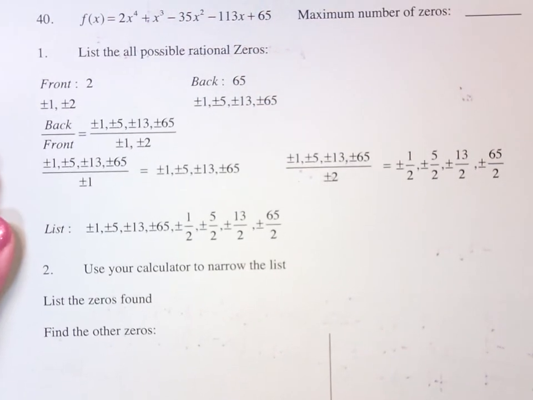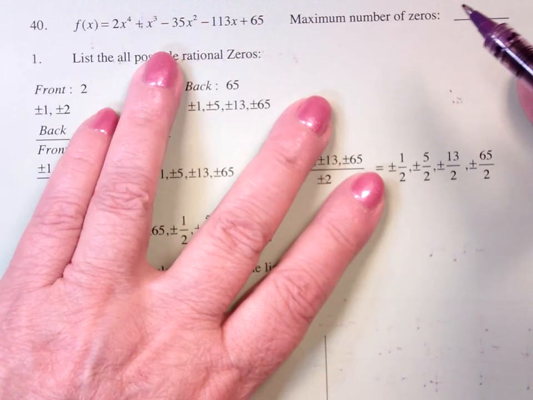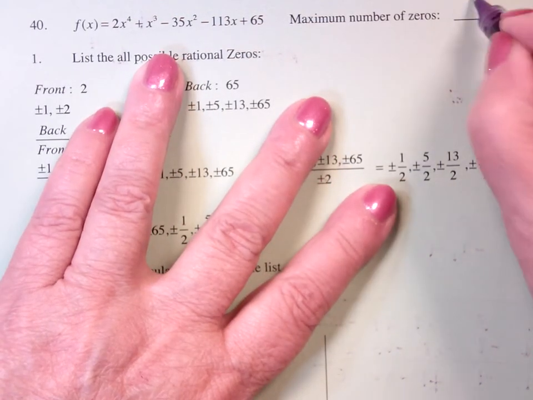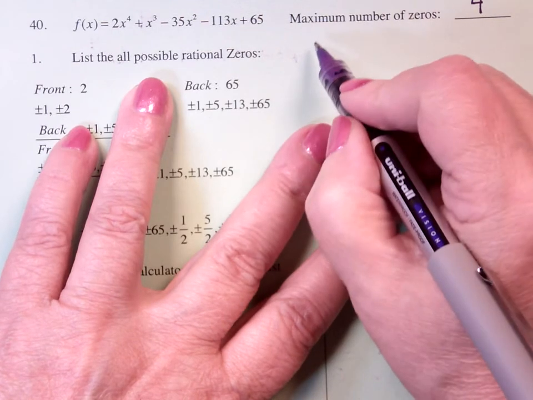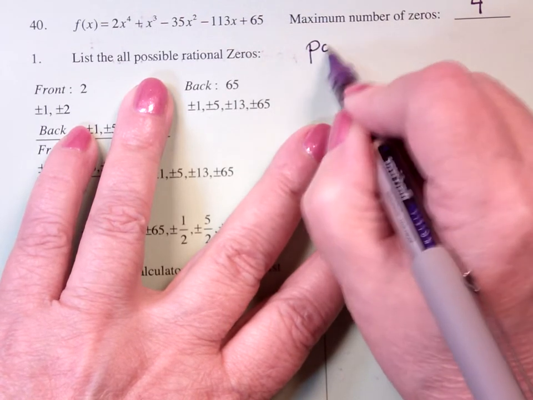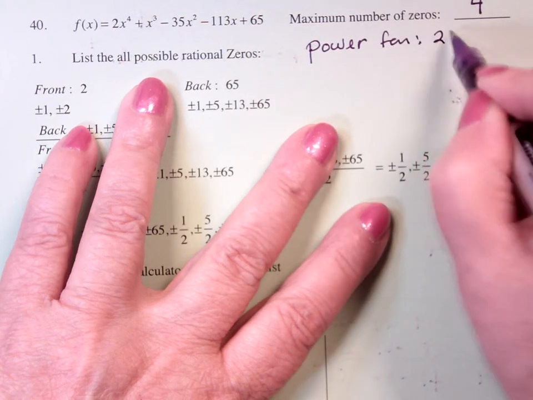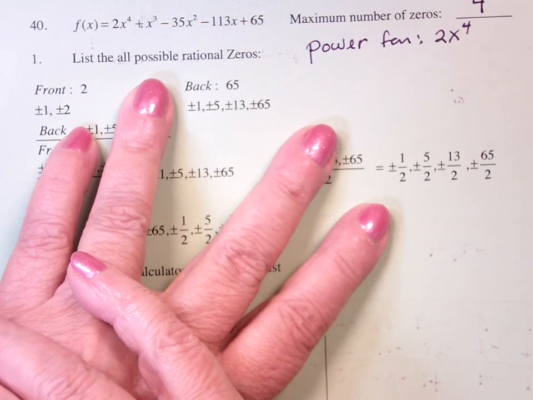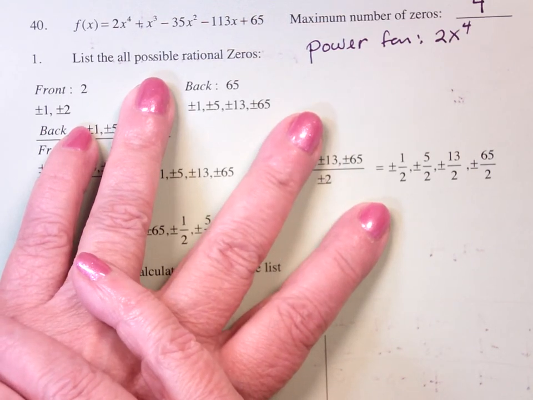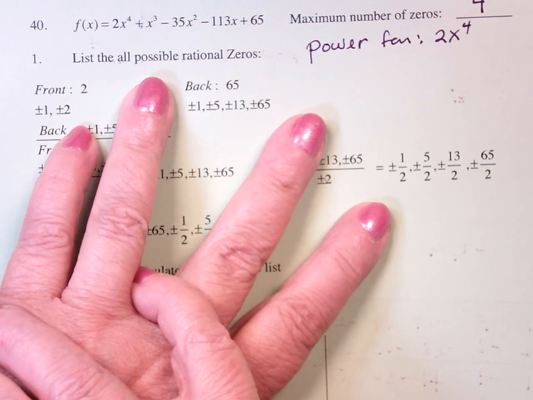Okay, so here we go. Here's the whole process. What's the maximum number of zeros? 4, because it's degree 4. And again, what is the power function? It's going to be 2x to the 4th. It's the term with the highest power. That tells me that since 2 is positive, the maximum number of zeros is 4.